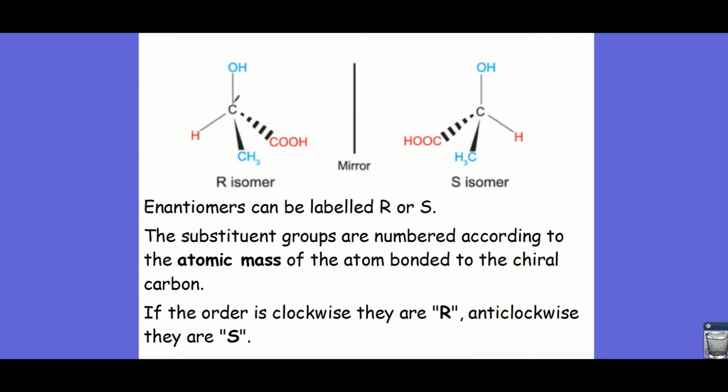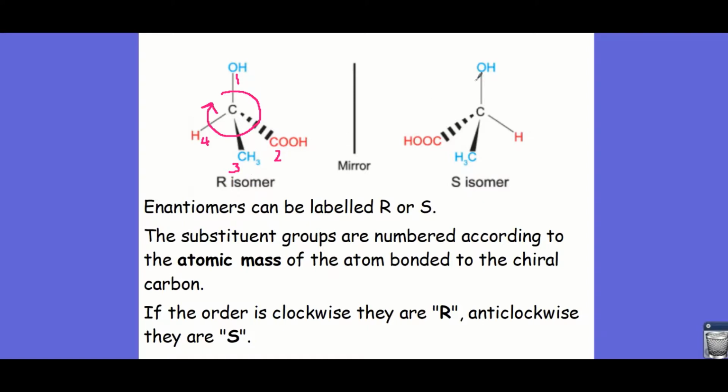The atom there with the highest atomic mass is oxygen. So we're going to label this 1. And then we have 2 carbons. When it's directly bonded to 2 of the same, we go to the next one. So we're then oxygen versus hydrogen. So this is going to come first. So we're going to label it 2, 3, and 4. We then need to look at what direction that numbering is going. Here, it is going in a clockwise direction, so it's said to be the R isomer.